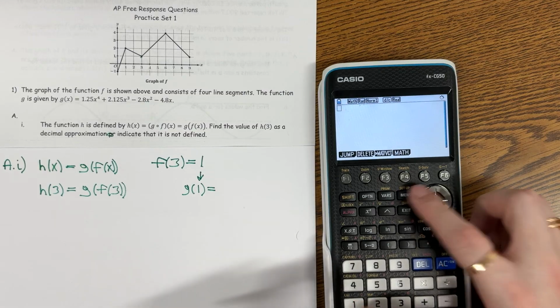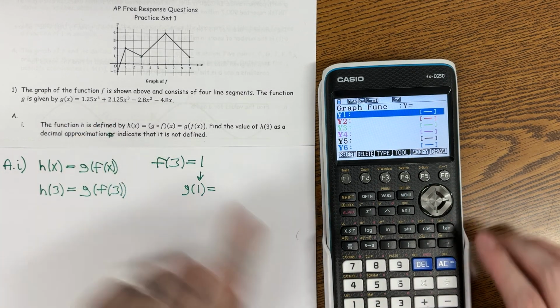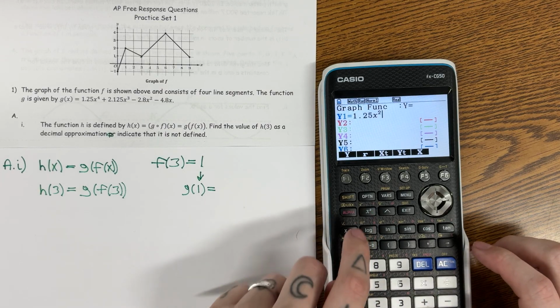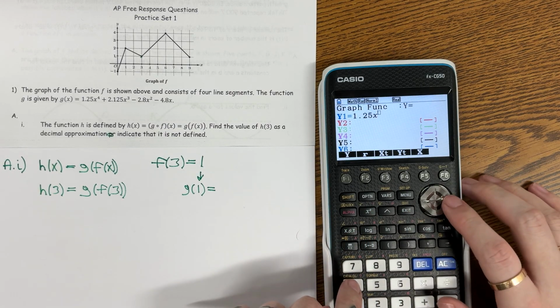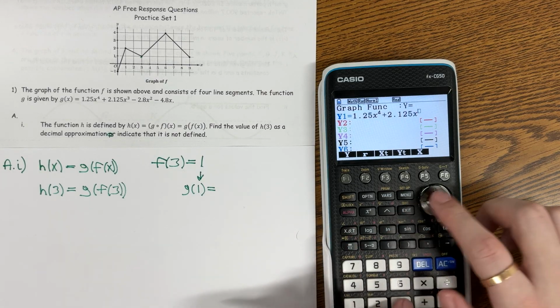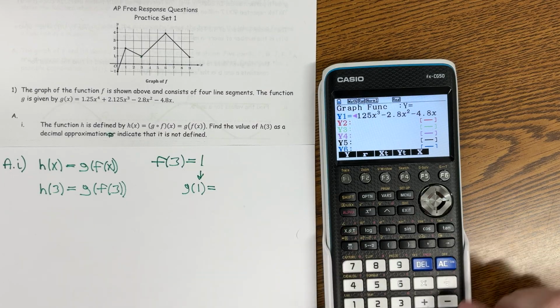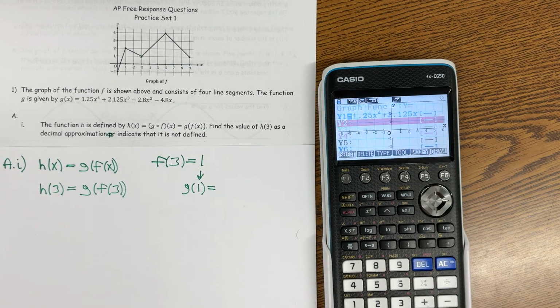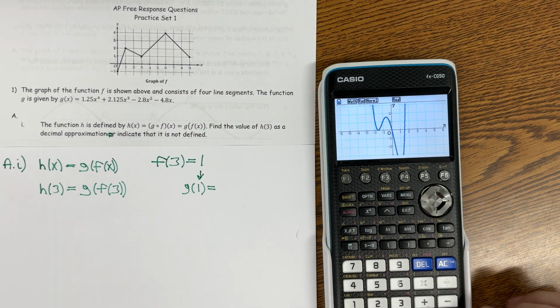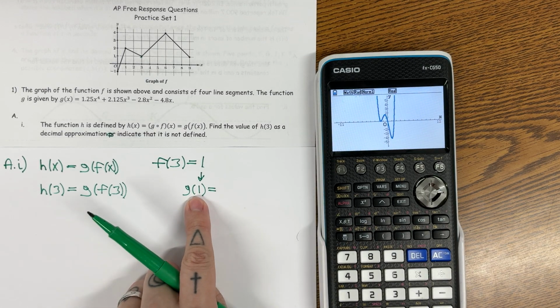So just to make my life a little easier, because I'm probably going to have to use this function a few times, I'm going to go to graph: 1.25x to the 4th, plus 2.125x cubed, minus 2.8x squared, minus 4.8x. So I'm going to plug it into the graph and draw it. I'm going to zoom out a little bit to get a better view. I want to find what it's going to be at 1.